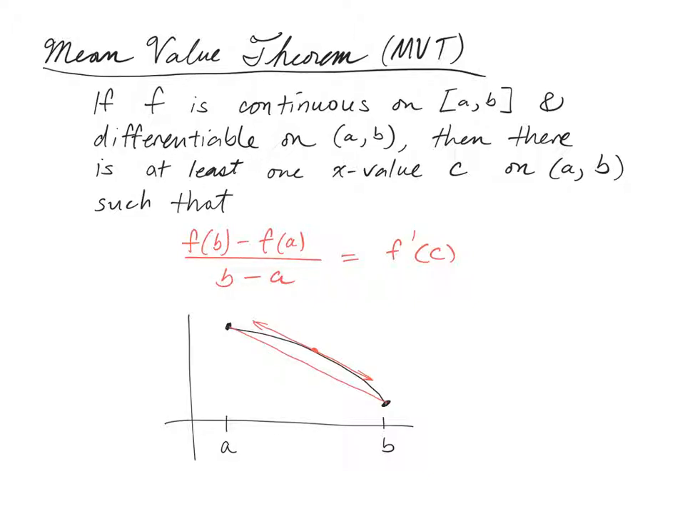So that's what this is telling us, that the slope between these two endpoints, or the slope of the secant line, will be the same somewhere in that interval as the slope of a tangent line. So it's telling us we can find the average value, but it is the slope of the tangent line instead of using two points, the two endpoints.